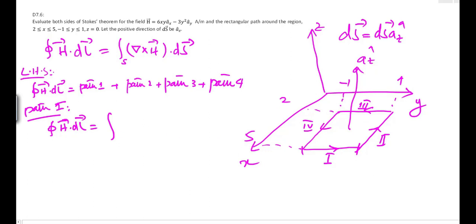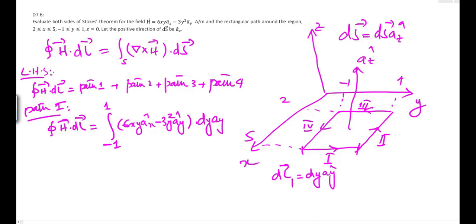As x is constant, the limits are in y, from -1 to +1. And remember, we will again have the H, which is 6xy ax minus 3y square ay, dot the dl. Now what is the dl of path 1? dl1 is the change in y in the ay direction, so we can write this as dy ay. Again the limits are -1 to 1. The dot product will give you minus 3y square dy.